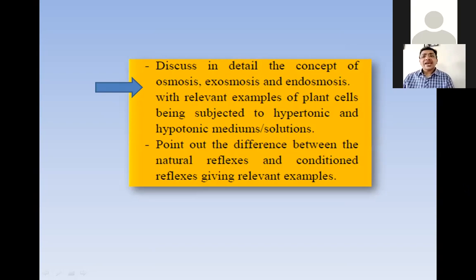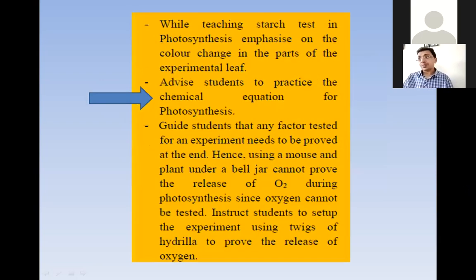And the difference between natural reflexes and conditioned reflexes, giving relevant examples. This is again one very important topic from the nervous system, reflex action and the types of reflexes, natural and conditioned. If I talk about you blinking your eye when a dust particle enters your eye, that's a natural reflex. But hitting a shot in a proper manner, or applying the brake when you're driving a car and someone comes in front of you, that's a conditioned reflex. So you should know the difference between both types of reflexes.